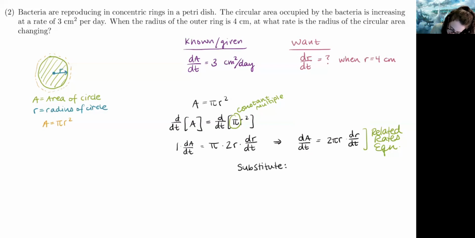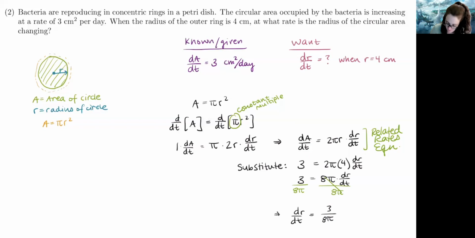So we know that dA dt is 3. We want dr dt when r is 4. And so it looks like now we'll have an equation where we can solve for dr dt. So I would just do 4 times 2 first, so that's 8 pi. And then to solve for dr dt, we'll just divide by 8 pi. Okay, so that tells us that dr dt will be 3 over 8 pi.